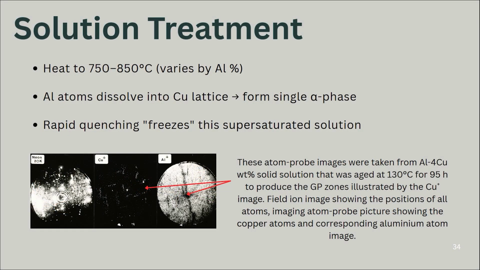The first step is solution treatment. It involves heating the alloy to around 750 to 850 degrees Celsius. At this temperature, aluminum atoms dissolve into the copper matrix, forming a uniform alpha phase solid solution. This is followed by rapid quenching, which traps the dissolved atoms in place, forming a supersaturated solution.